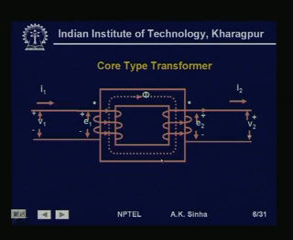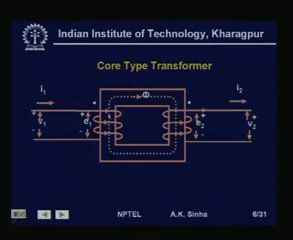Another type of transformer, which we call a core type transformer, has the windings on the two extreme limbs, and the flux path is provided by the core as shown here. Now, how does this transformer work? Before we model the transformer, we must know how it works, and therefore we will see how it works.